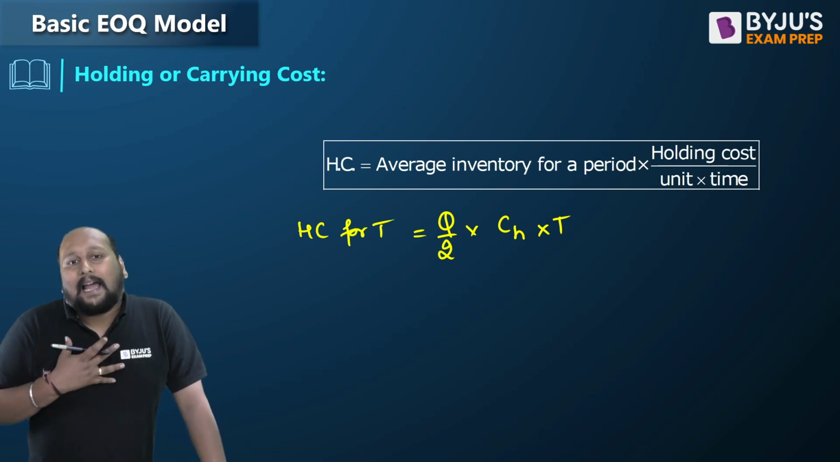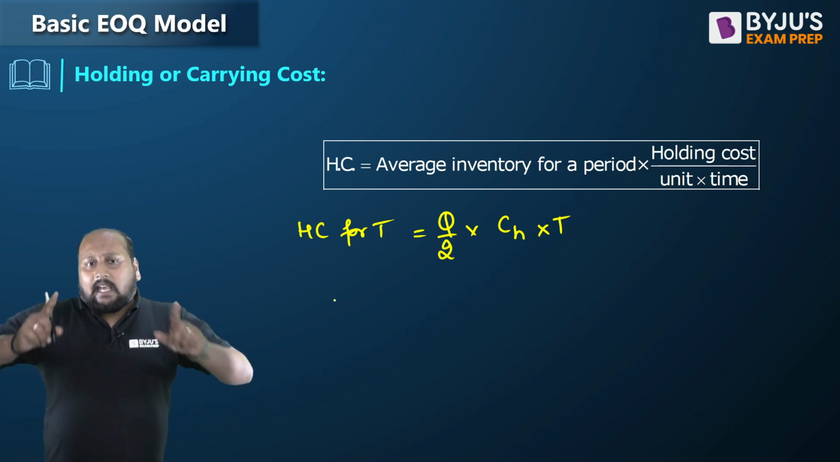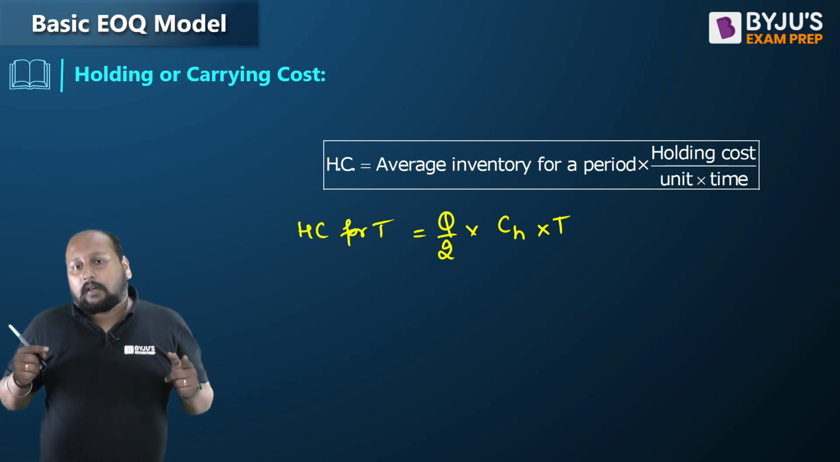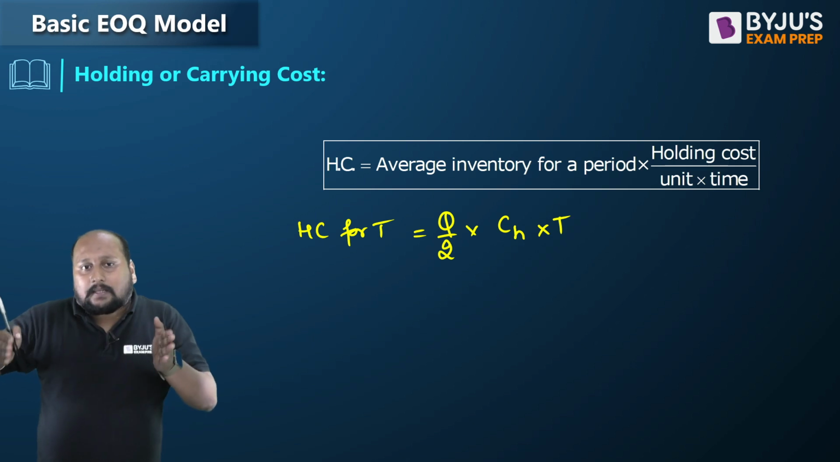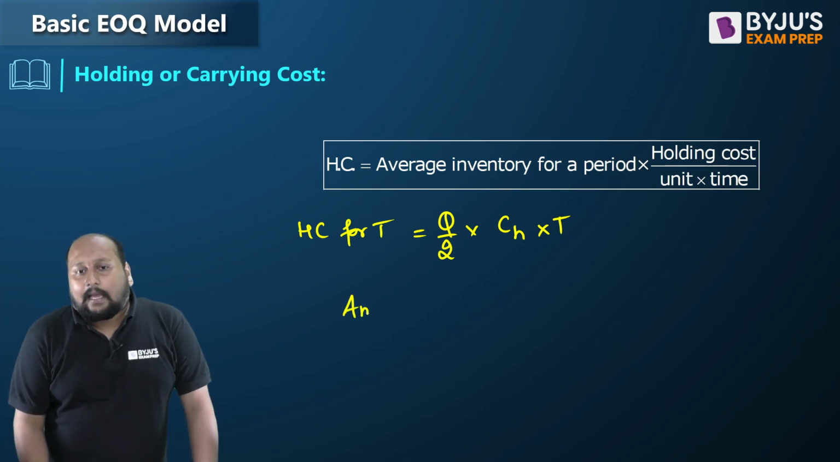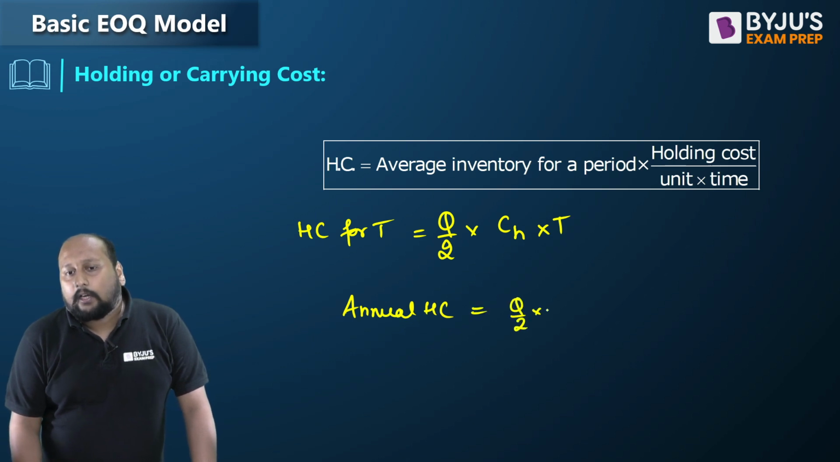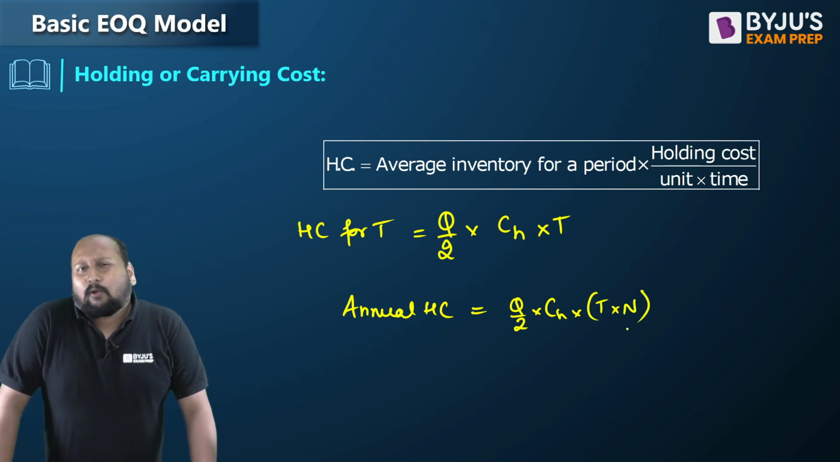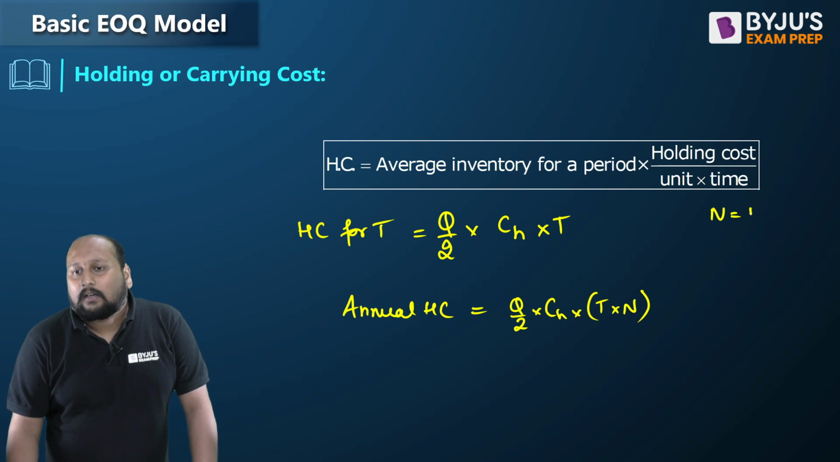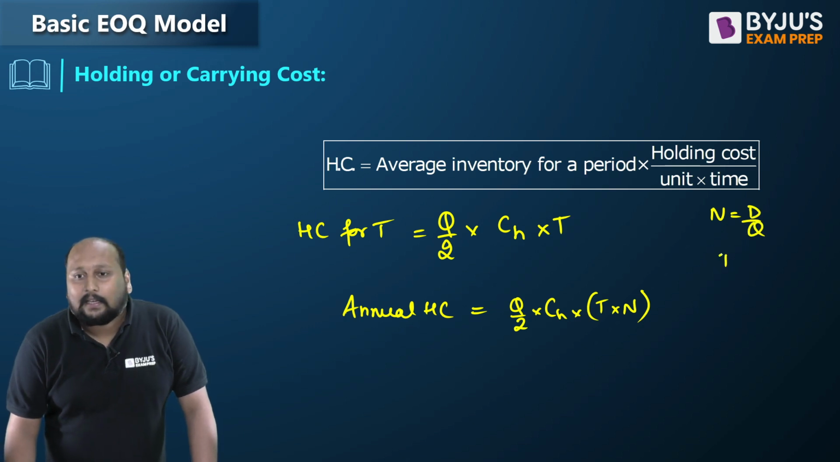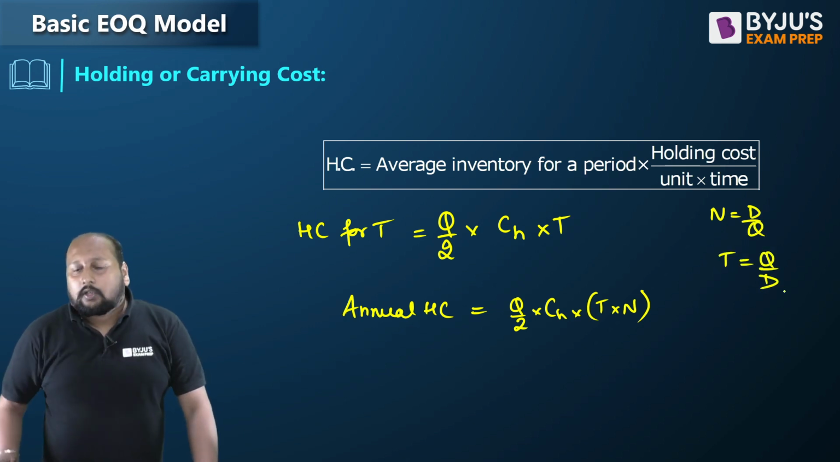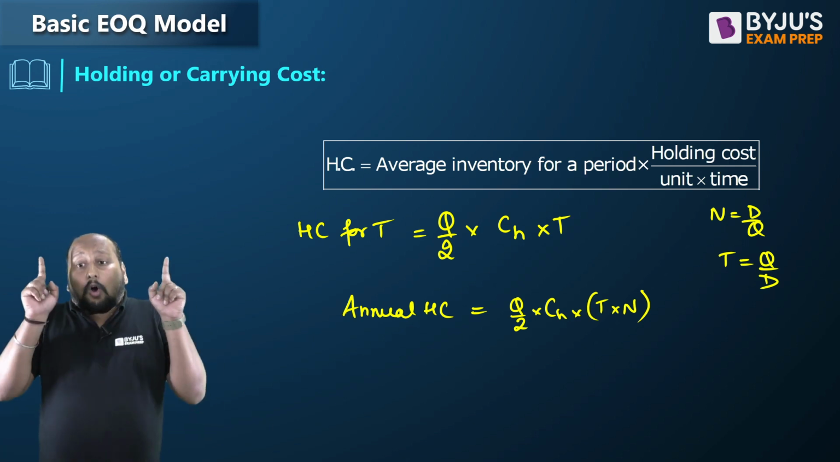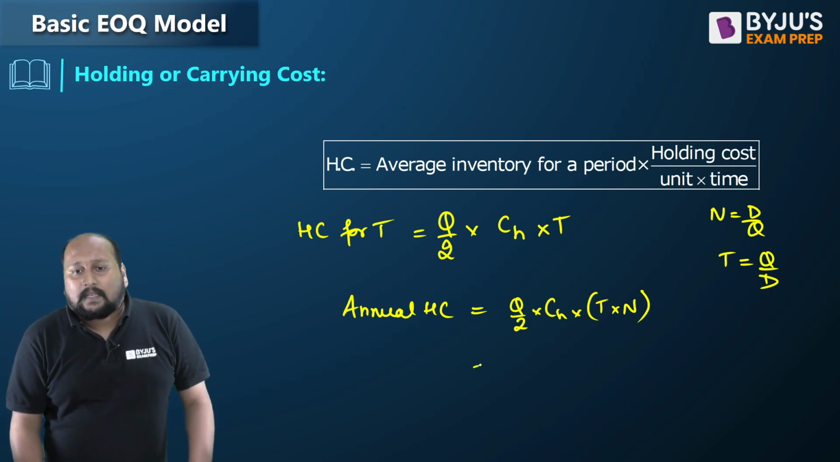But I need to calculate the annual holding cost. So in one year, how many of these cycles will be repeated? That is the number of times I'm placing the order. So the annual holding cost will be Q by 2 into CH into T into N. And what is N? N is D by Q. And capital T is Q by D. So T into N will always give you 1. So the annual holding cost is simply Q by 2 into CH.